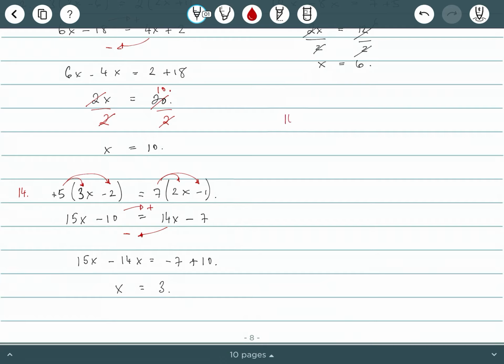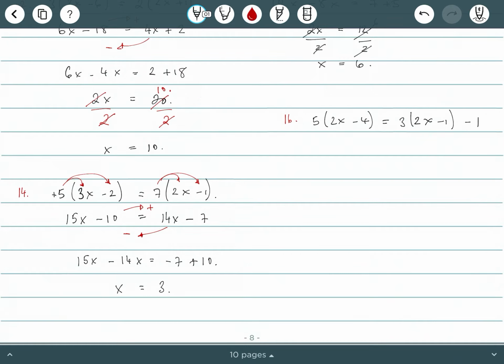Okay, question 16. We have 5 times, or bracket, 2x minus 4 is equal to 3, bracket, 2x minus 1, and then there's a minus 1 on the outside there. Not included in the bracket, so you don't need to multiply that out. It's separate to the bracket because there's a sign dividing from the bracket to that one.